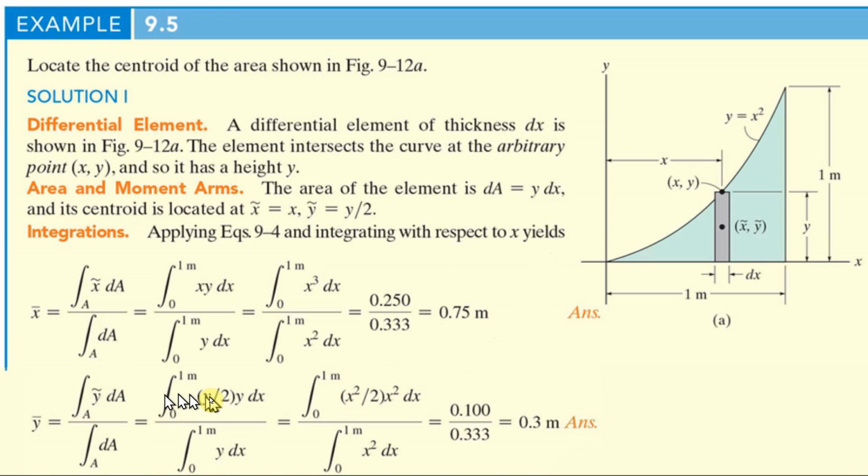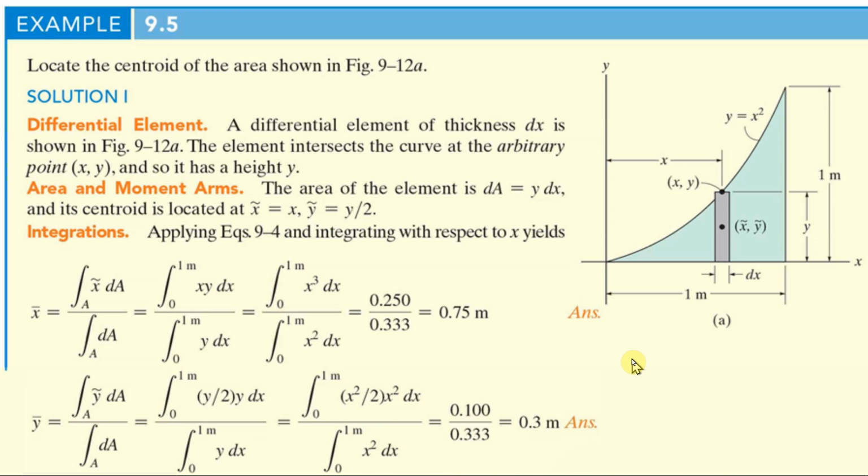Now, for the integral of y, we take the centroid times y dy. Well, we can express y's in terms of x's. So we just do that. Our variable of integration is x, so we have to convert y's to x's. Same thing down here. And we'll get a different answer. We'll have x to the 5th over 5 times 1/2, which is 1/10, divided by 1/3. There's the answer.